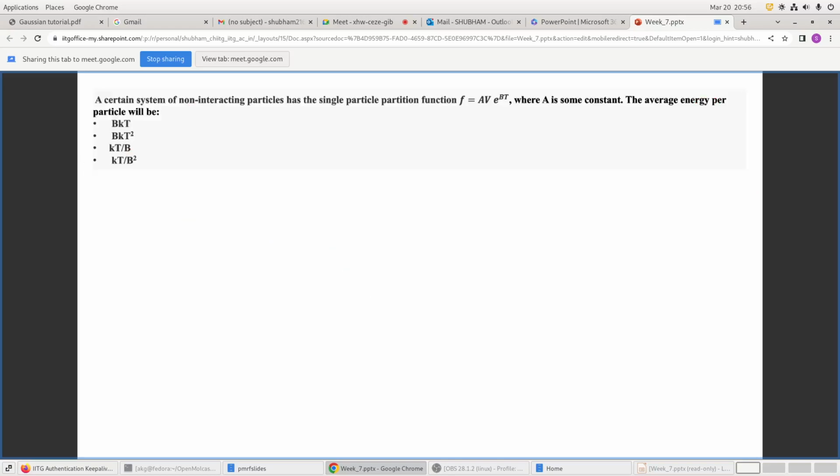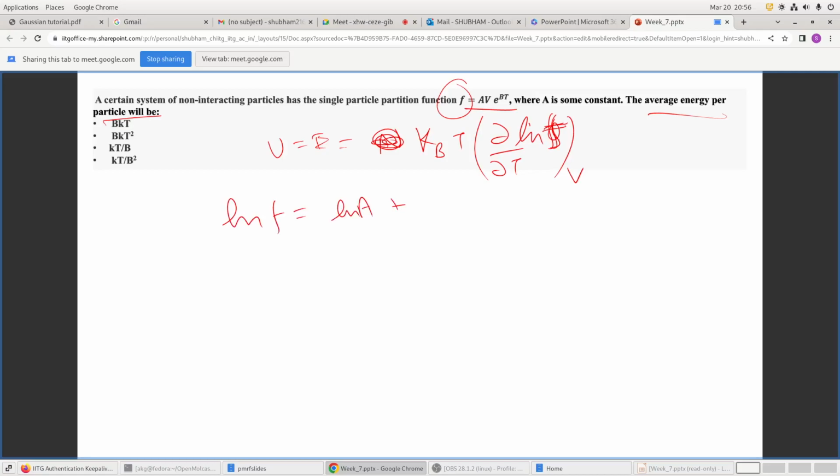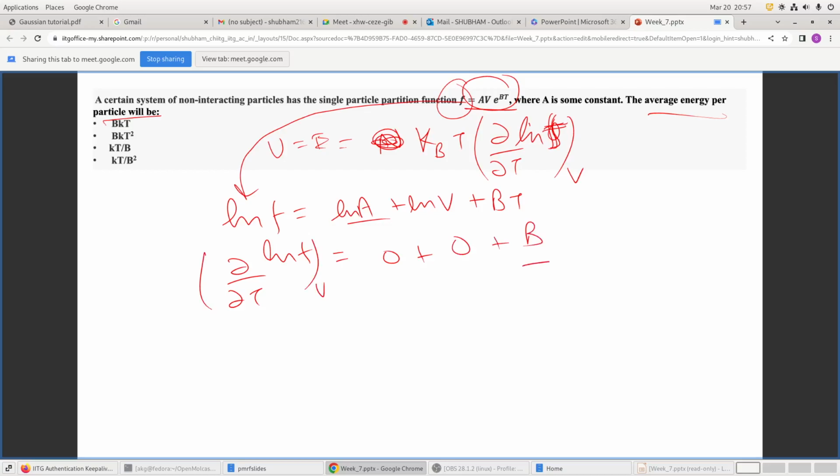So now to the next question, and this is the last one. So f is given, this is the partition function, and we need to calculate average energy per particle, so U or E, that is equal to n kBT curl by curl T of ln Q, or ln f here, at constant volume. We need to calculate per particle, so we can remove this n. So ln f is equal to ln A plus ln V plus BT. Taking the differential of it, this will be 0, and this will be 0 at constant volume. Now U is equal to kBT into B, so this is B kBT, this is the answer.